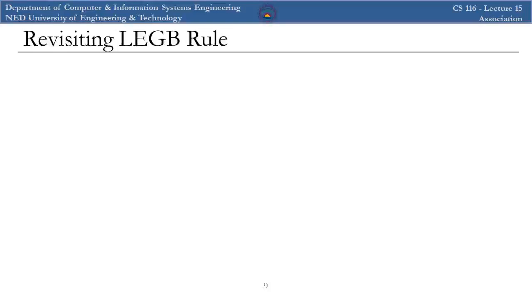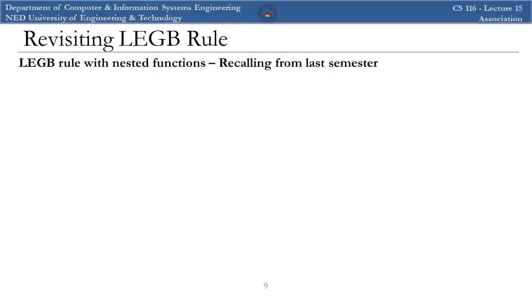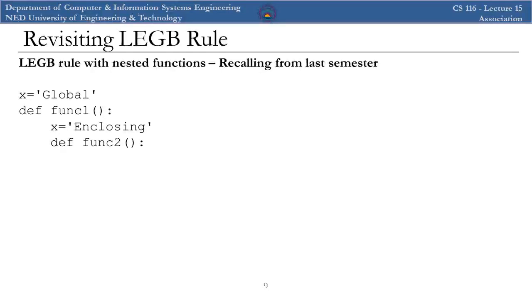Let's recall the LEGB rule first, which we studied during last semester. Let me show you a quick example to help you recall it. Here I am defining a global variable x in my main program, and I am assigning it a string called global. And then I am defining a function, and inside this function I am assigning another variable x the value enclosing. Now x global is defined in the global namespace, and this x equals enclosing is defined in function 1's namespace. Now I define a nested function, function 2, and inside this function I define another x and I assign it a value local.